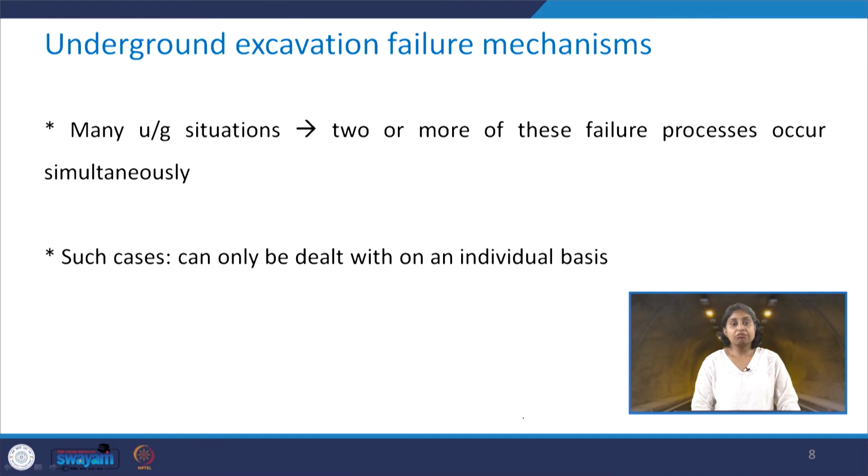So, in the case of many underground situations, two or more of such failure processes can occur simultaneously. It is not that only one type of failure will occur at one underground excavation.